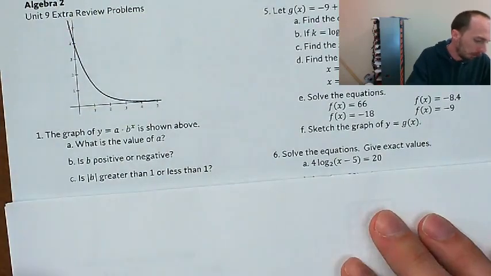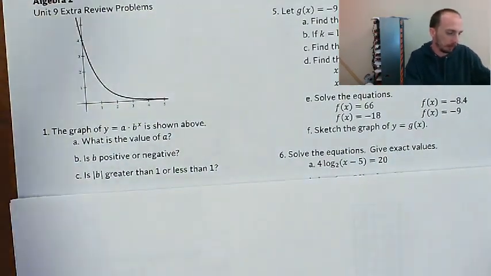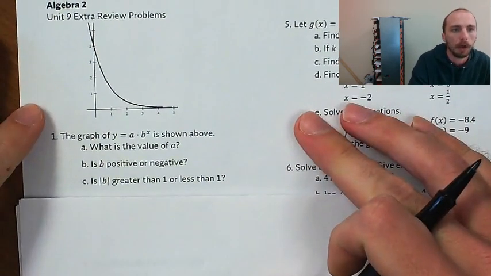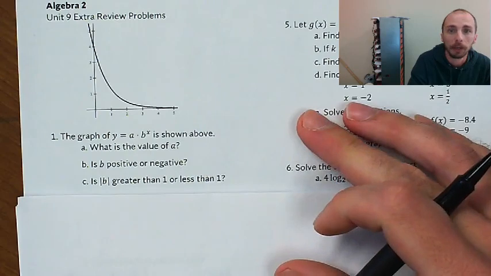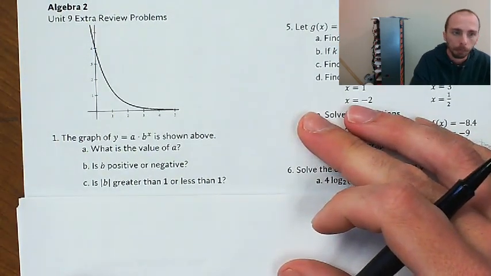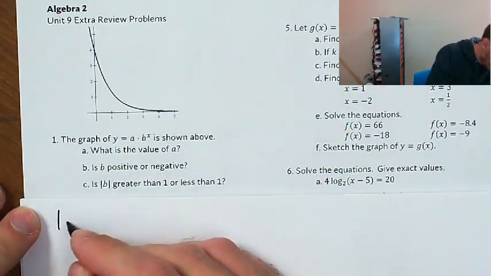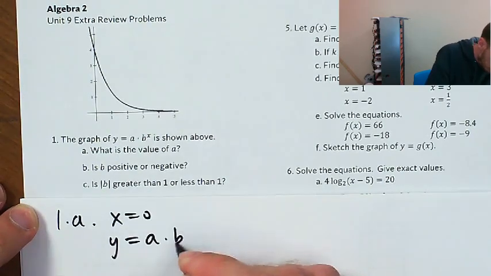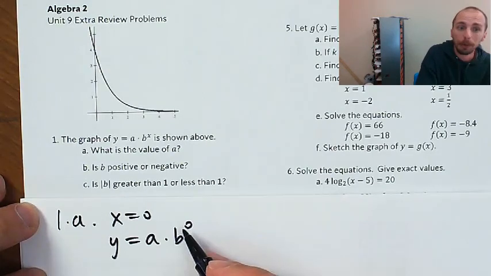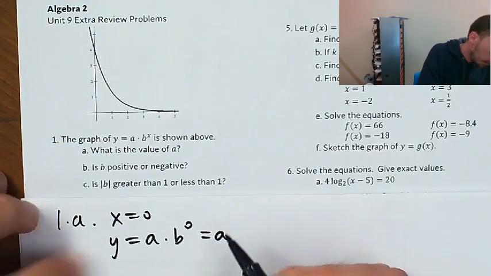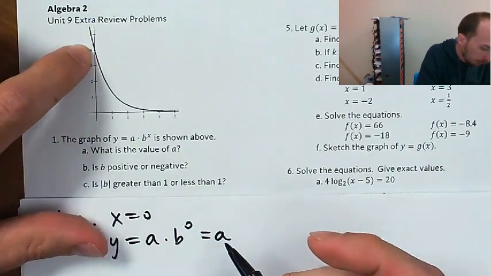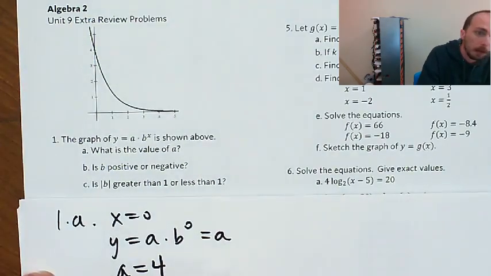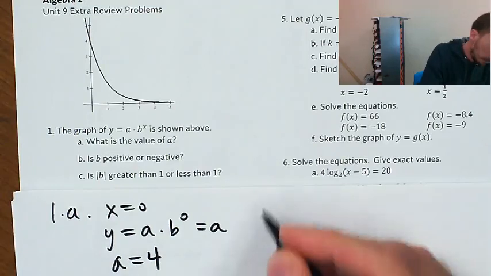So the first one: the graph of y equals a times b to the x is shown above. What is the value of a? Well, I can find that by looking at the place where x is equal to 0. Because if x equals 0, y equals a times b to the 0. b to the 0 is going to be 1, so that's equal to a. So I look over here where x is 0. I see y is 4, and so I'm going to say a is equal to 4.